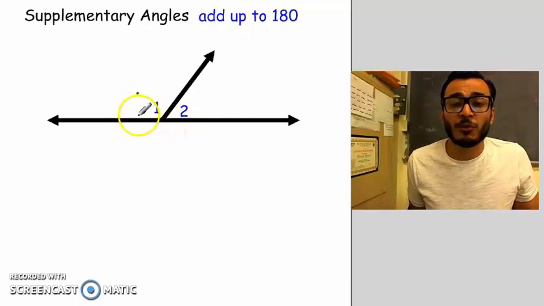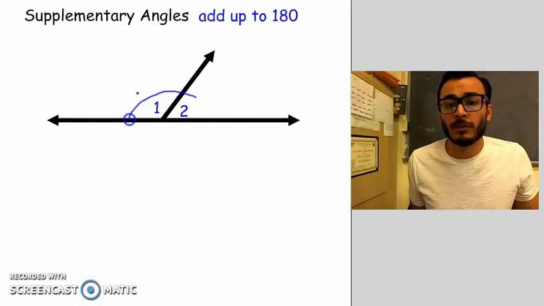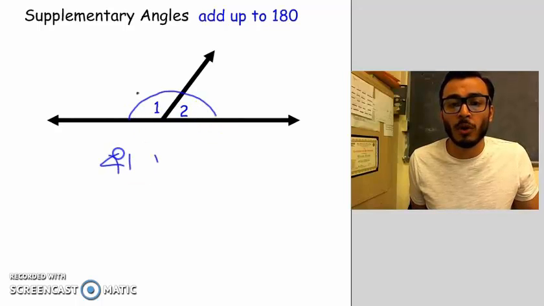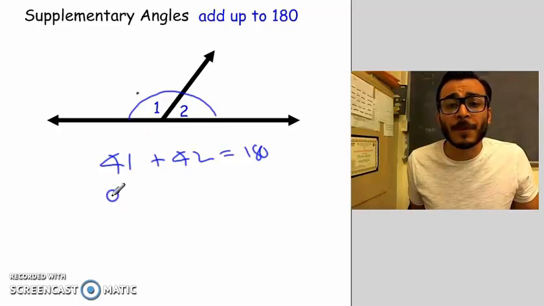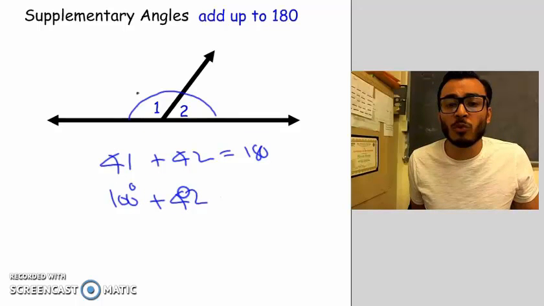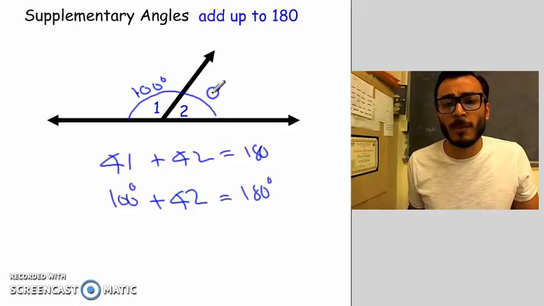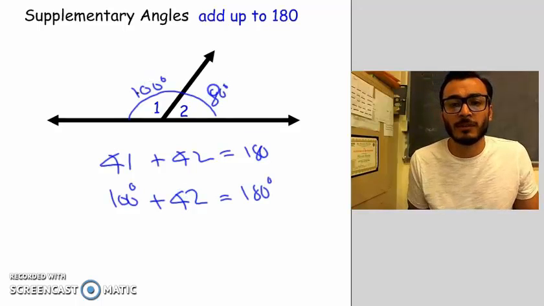Supplementary angles add up to 180 degrees. You can see they are embedded on a straight angle. So we can say angle 1 plus angle 2 equals 180 degrees. Suppose angle 1 is 100 degrees. Then we know angle 2 must automatically be 80 degrees.